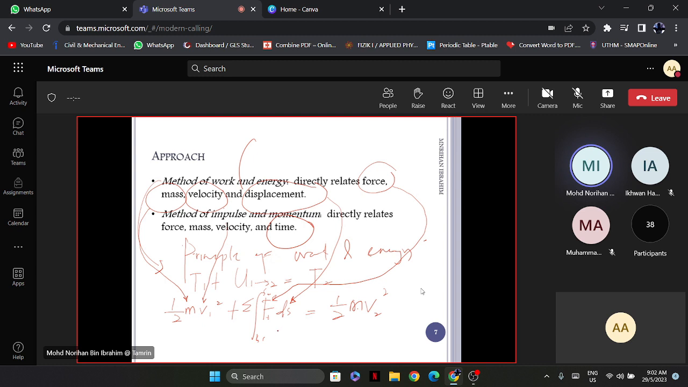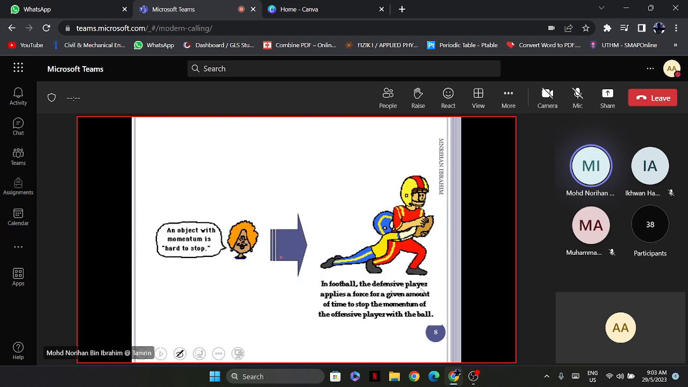Whereas for the method of impulse and momentum, it relates force, mass, velocity, and also time. So the difference between the two is that one is displacement, the other is time. We will see later. An object with momentum is hard to stop.